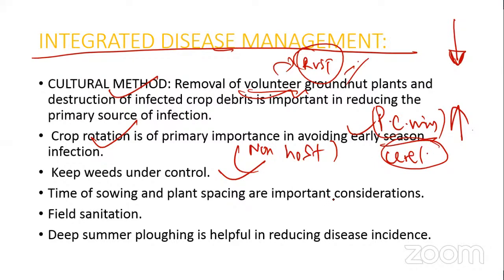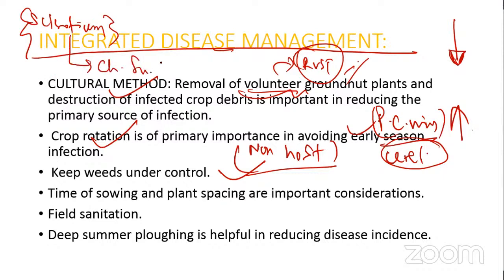Or instead of knowing the non-hosts, you should know the host range. If you take Sclerotium, it has the highest host range among pathogens. If you check, it will come on chickpea also, sunflower also, even most of the pulses and oilseeds, even rice. So many hosts it is having, so you should check whether a crop is a non-host or not.